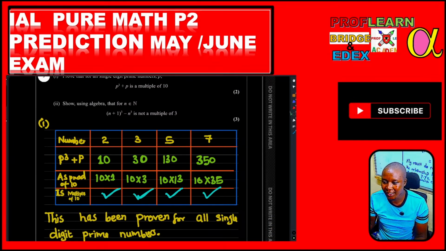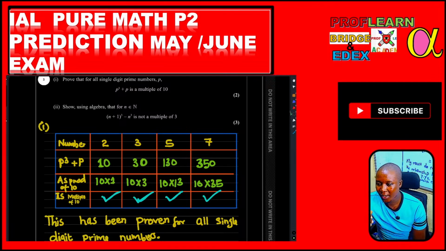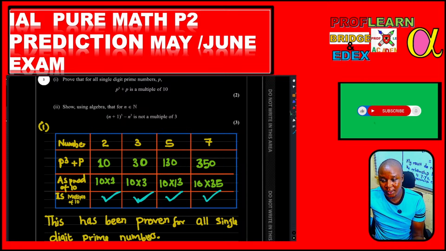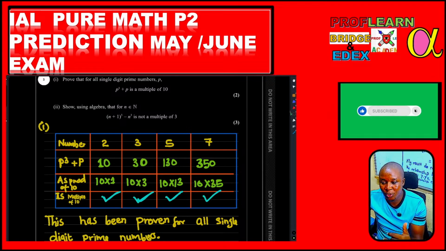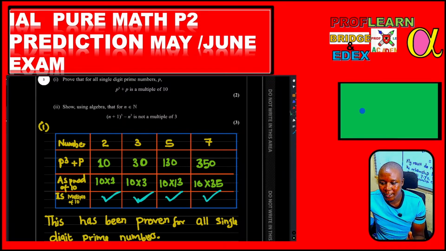So I used examples to show this, and we must give more than 3 examples to check whether that is true. That's basically what I did. You can see here that I made sure I'm using the prime numbers, and I put them into the expression that is given, so that we can check whether that is true. So if we put 2, we get the answer 10, and if we put 3, we get 30. For 5, we get 130. For 7, we get 350.